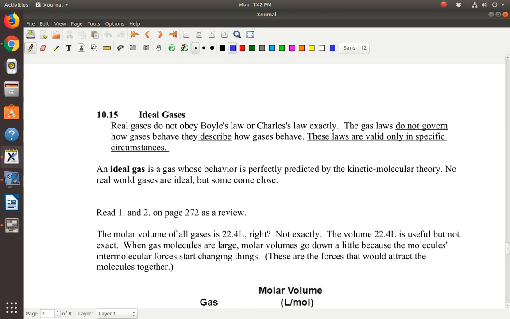Real gases do not obey Charles' law and Boyle's law exactly. The gas laws do not govern how they behave, they describe them, and these laws are valid only under very special circumstances. An ideal gas, you need to understand this, is a gas whose behavior is perfectly predicted by the kinetic molecular theory. But no real gases are ideal. They just come very close. Okay? So in order to be ideal, they have to be perfect. They have to act perfectly.